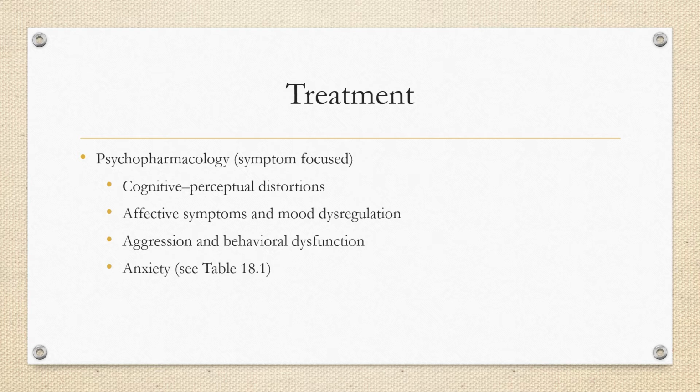There are 4 symptom categories: cognitive perceptual distortions, affective symptoms and mood dysregulation, aggression and behavioral dysfunction, and anxiety. We may see medications like lithium, carbamazepine, valproic acid or Depakote, haloperidol, SSRIs, risperidone, olanzapine, and quetiapine.